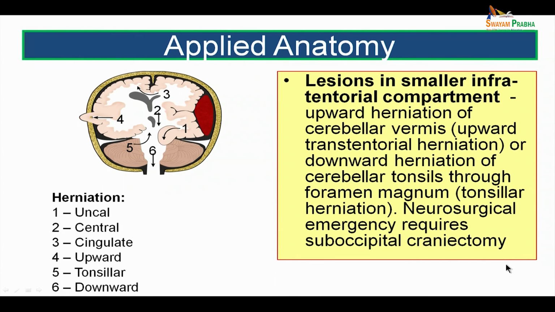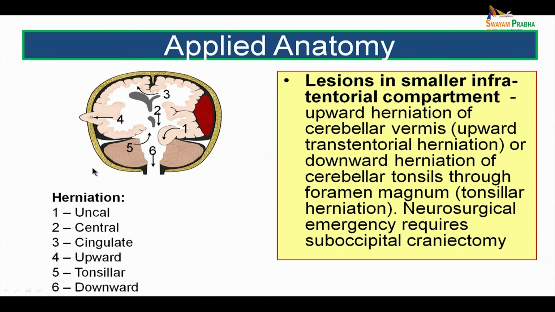Next is lesions in the smaller infratentorial compartment. This could lead to upward herniation of the cerebellar vermis, that is an upward transtentorial herniation, or a downward herniation of the cerebellar tonsils through the foramen magnum, which is called the tonsillar herniation. These again are neurosurgical emergencies which require suboccipital craniectomy.